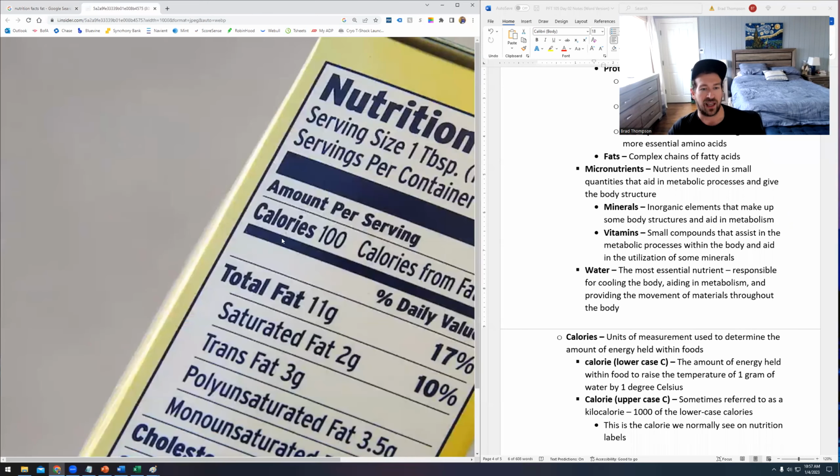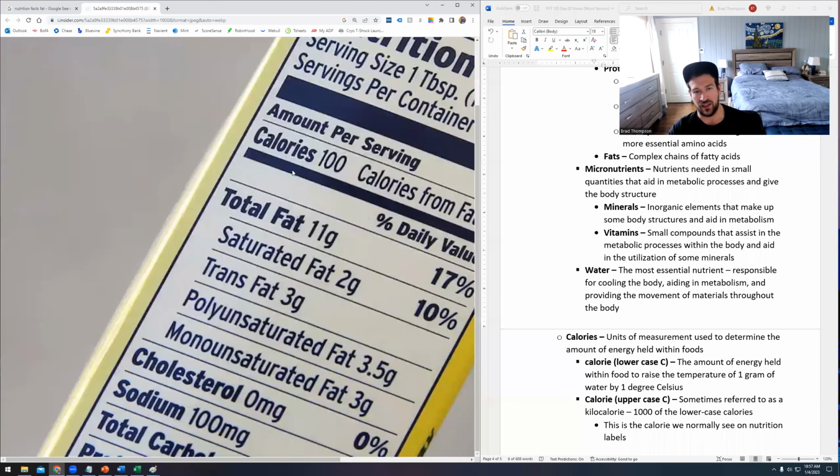So we look here and we're going to see we've got 11 grams of fat. That's 2 grams saturated, 3 grams trans fat, 3.5 grams of unsaturated, and 3 grams of mono unsaturated. So those are the 4 categories of triglycerides. For the record, cholesterols are also fats, so that's its own little category. That's why it gets its own section here.